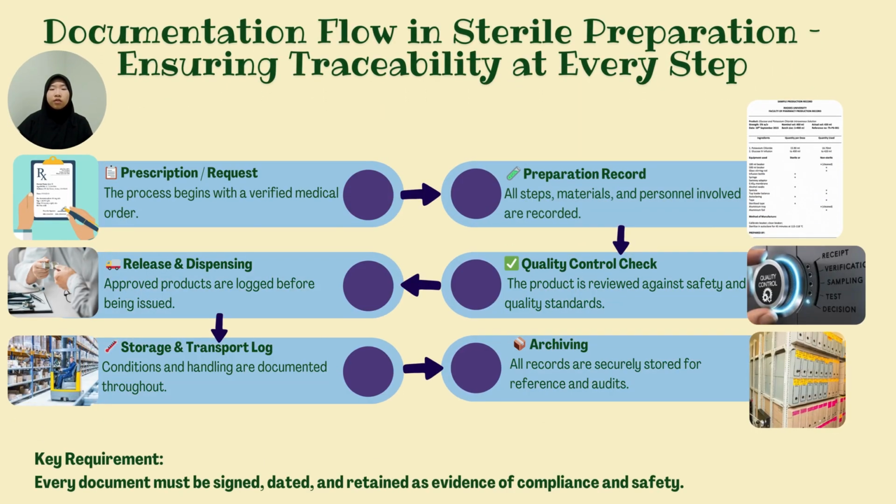Next, this slide shows the documentation flow in sterile preparation to ensure full traceability. The process starts with the prescription or preparation request, followed by the preparation record, where compounding details are documented. A quality control check is then performed to verify accuracy and sterility before release and dispensing.